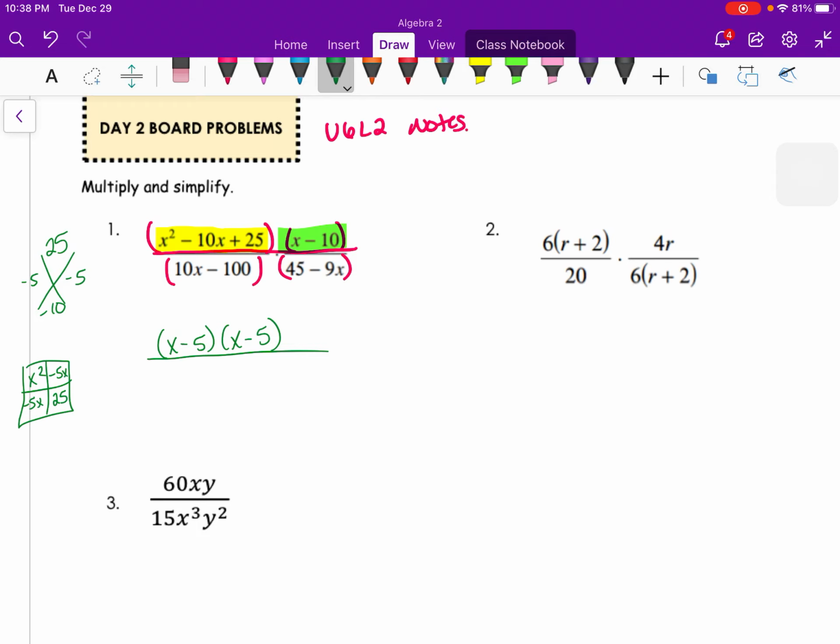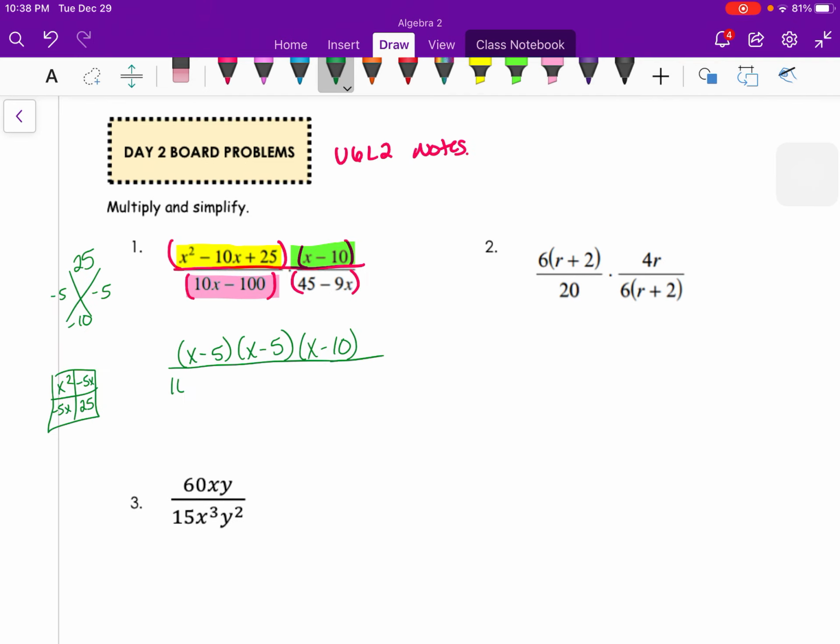X minus 10 does not factor any further, so that stays. So I have the top all multiplied out. Down here, 10x minus 100. I can take out a greatest common factor of 10. So 10x divided by 10 would be x. 100 divided by 10 would be 10.